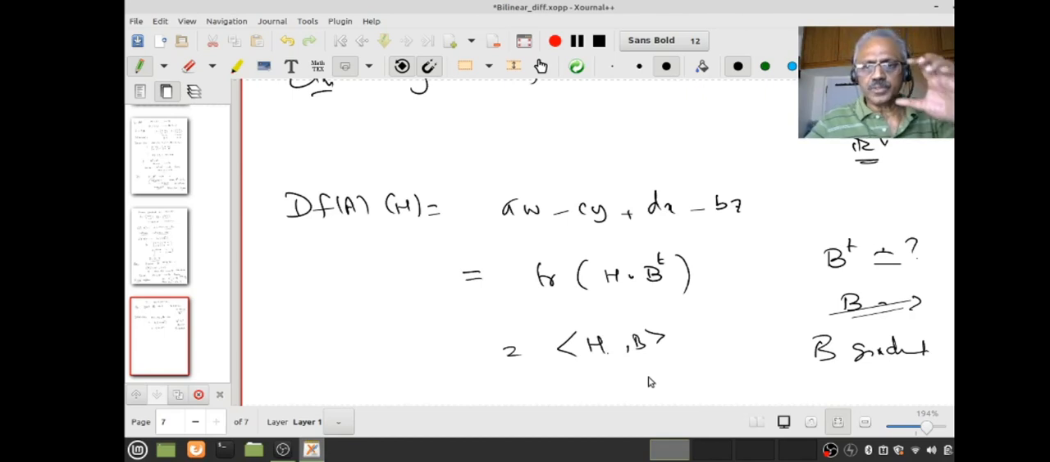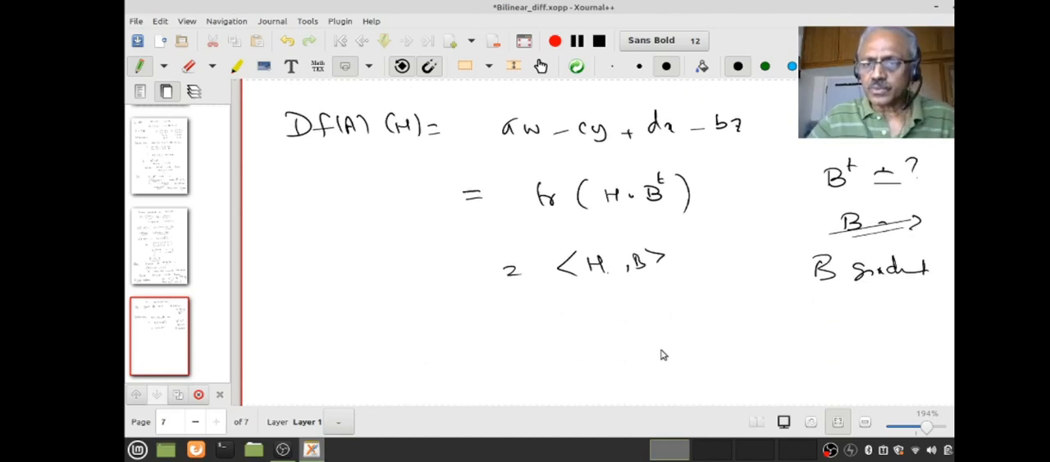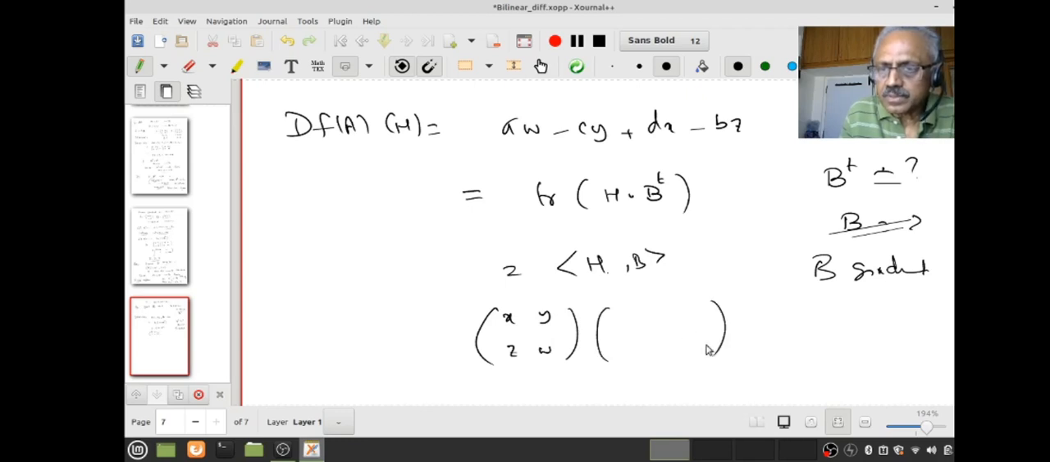So this B should be a 2 by 2 matrix. But let's look at that. By inspection I can do that. This is my X, Y, Z, W. I want some matrix. This matrix is B transpose, which has 2, and it should come here. Therefore what should happen? Let's look at this. There is an X here, therefore the D should be here, dx minus Cx Cy, right? Therefore this must be minus C.